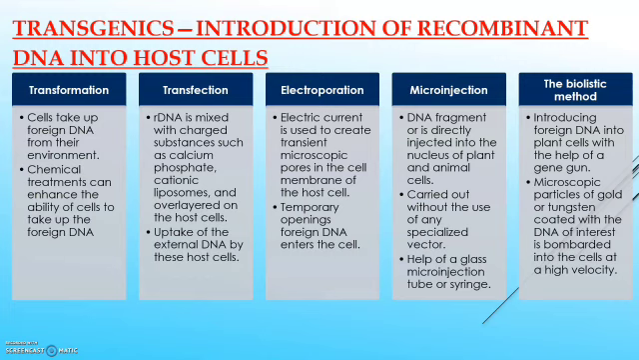And the next one is microinjection. It is a specialized technique by which a DNA fragment or gene can be directly injected into the nucleus of plant and animal cells. This method can be carried out without the use of any specialized vector. The procedure involves the direct injection of the DNA into the nucleus of host cells with the help of a glass microinjection tube or a syringe.